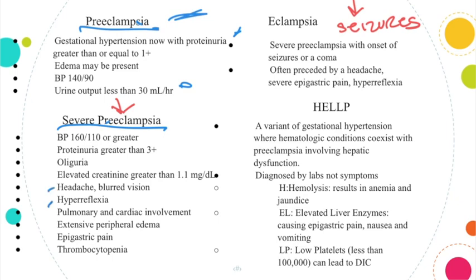If you were to check their reflexes, they're hyperreflexic. A normal DTR, let me write that down. A normal deep tendon reflex is +2. So when somebody's hyperreflexic, they're going to be more than +2. They're having extensive peripheral edema. They're complaining of epigastric pain. They don't call it that. They're going to have complaints of heartburn.